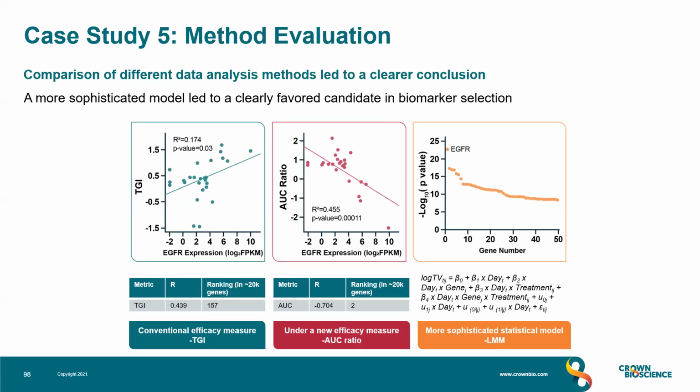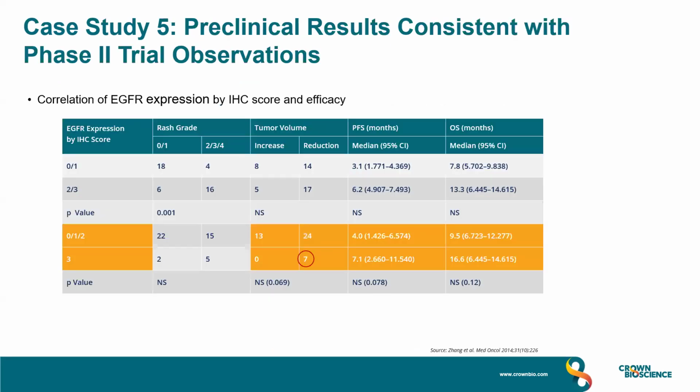And so rather than using the traditional tumor growth inhibition or area under the curve, we applied a more sophisticated linear mixed model method of data analysis, which examines the heterogeneity within the patient and across patients. This was then able to provide a clearer picture for biomarker selection and confirmed that EGFR expression was the top ranking gene. And these findings agreed with the published phase 2 trial with cetuximab.